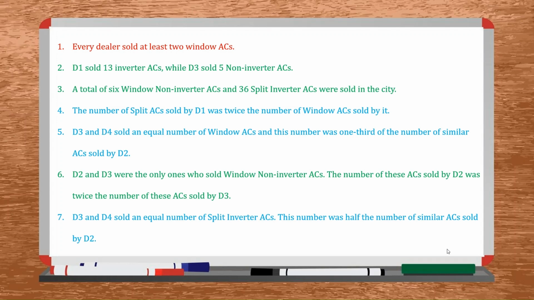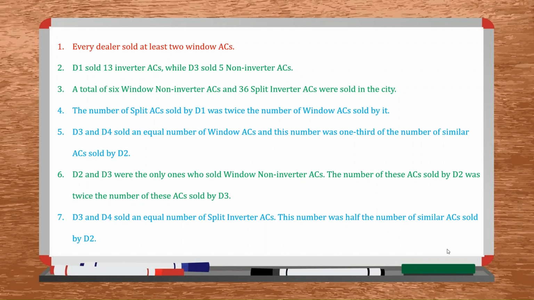Again, the fifth is a comparative statement. I'm marking these in blue. The sixth is both an absolute statement and a comparative statement, a partial statement in between those two. D2 and D3 are the only ones who sold window non-inverter ACs. That means for D1 and D4, window non-inverter ACs would be 0. And the second statement of this point is a comparative statement. And the final statement is also a comparative statement.